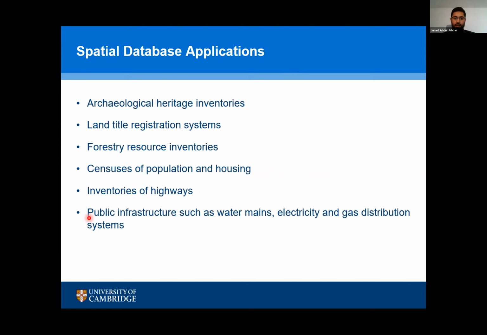And in terms of the public infrastructure, such as water mains, electricity, and the gas distribution systems, we have already seen that we can potentially represent the electricity poles as point geometries. These gas meters and these gas recording meters can also be represented as point geometries, their locations. And the water mains, these could be the water main pipelines, which could be stored as line geometries in our database. So this is pretty much it with the spatial database applications.